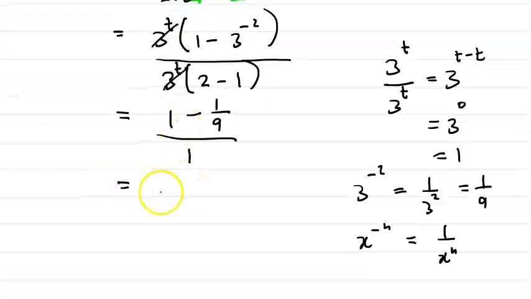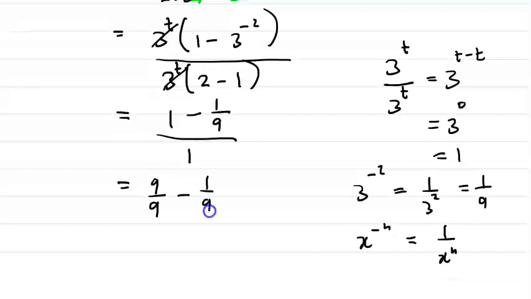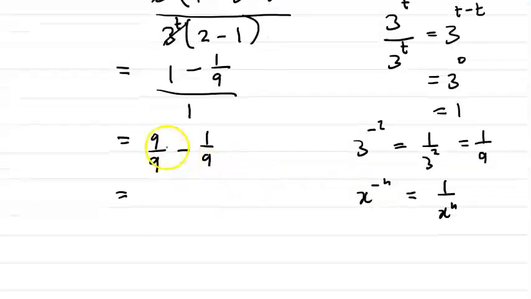So therefore, 1 now, remember you need now a lowest common denominator to simplify. So 9 over 9. 9 over 9 is 1 minus 1 over 9. Now that you got a lowest common denominator, now you can simplify. 9 minus 1 is 8 over 9.